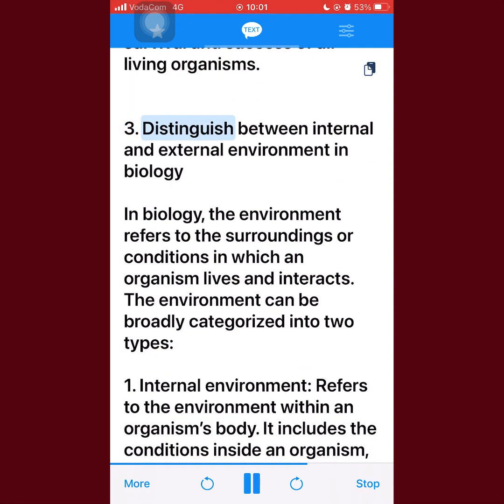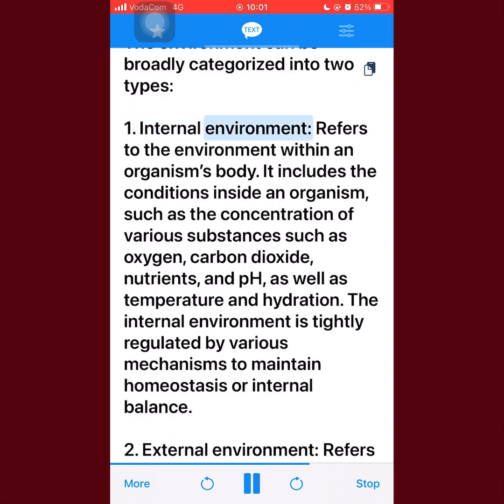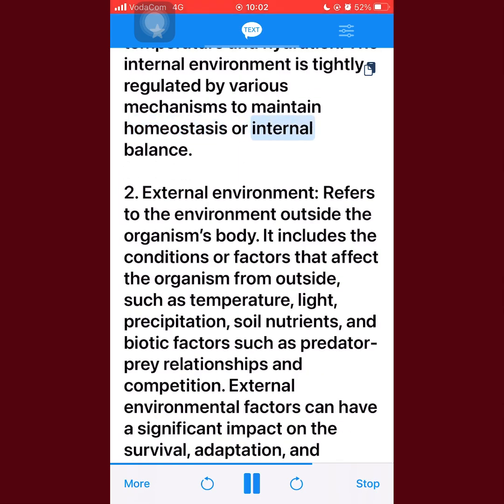3. Distinguish between internal and external environment in biology. In biology, the environment refers to the surroundings or conditions in which an organism lives and interacts. The environment can be broadly categorized into two types. 1. Internal environment refers to the environment within an organism's body. It includes the conditions inside an organism, such as the concentration of various substances such as oxygen, carbon dioxide, nutrients, and pH, as well as temperature and hydration. The internal environment is tightly regulated by various mechanisms to maintain homeostasis or internal balance.